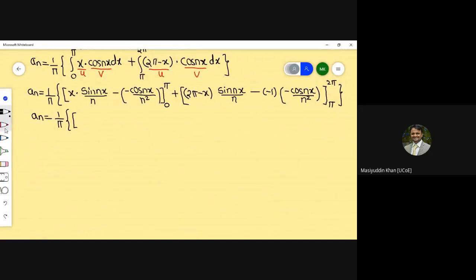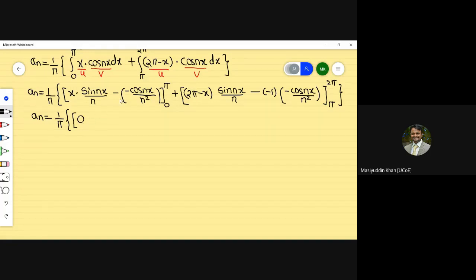So substituting upper minus lower limit here. First, we put the value of x equal to pi. So pi into sine n pi. Pi into sine n pi. What is sine n pi equal to? As mentioned above, sine n pi is 0. So this whole part will be treated as 0. We keep it as 0.